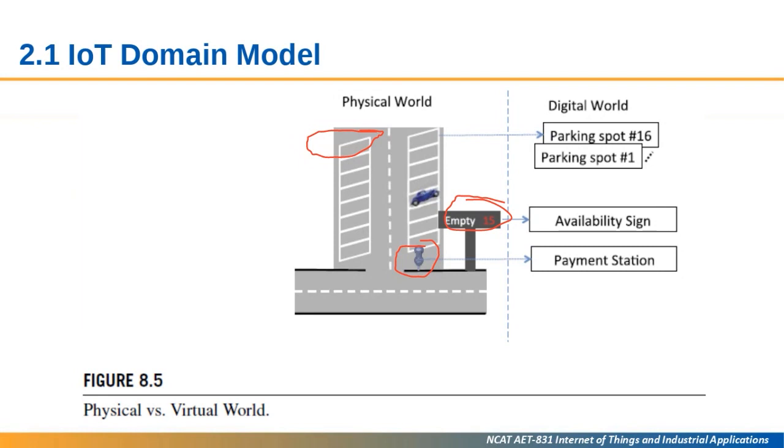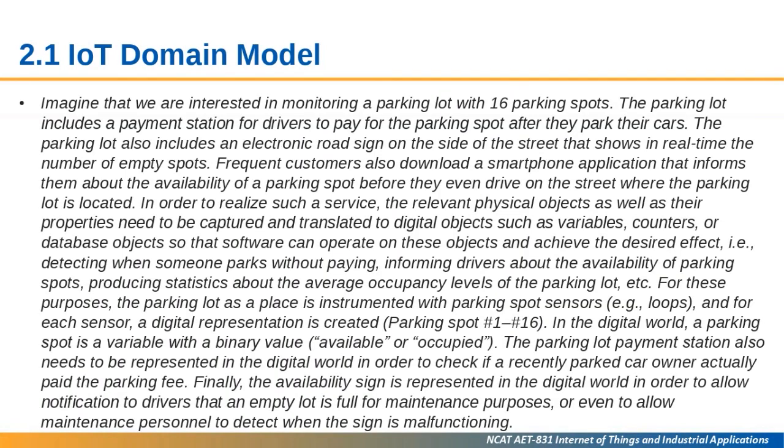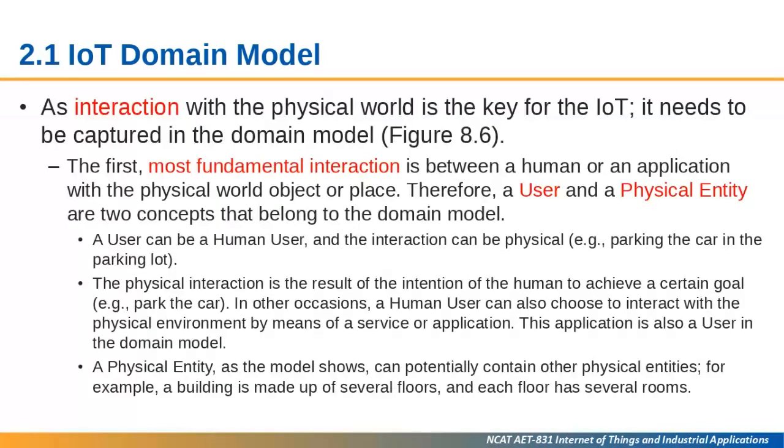Also, in this example, registered users can use a mobile app to know how many slots are empty. That's actually happening nowadays. It is a very straightforward example. This paragraph describes what I described just now, basically the layout, the setup, and the functioning of this scenario. With that in mind, now let's look at the major concepts in this domain model.